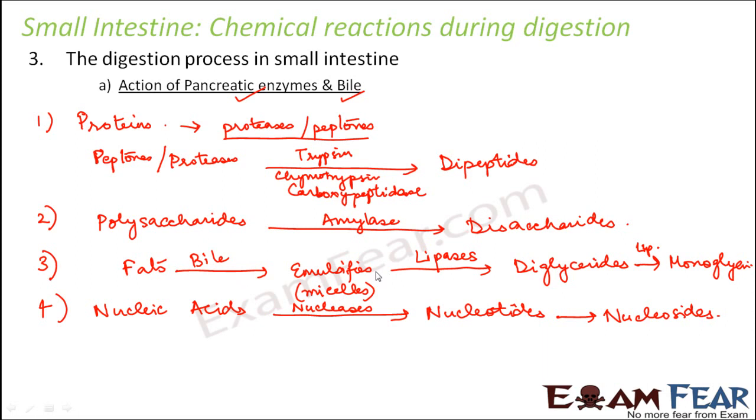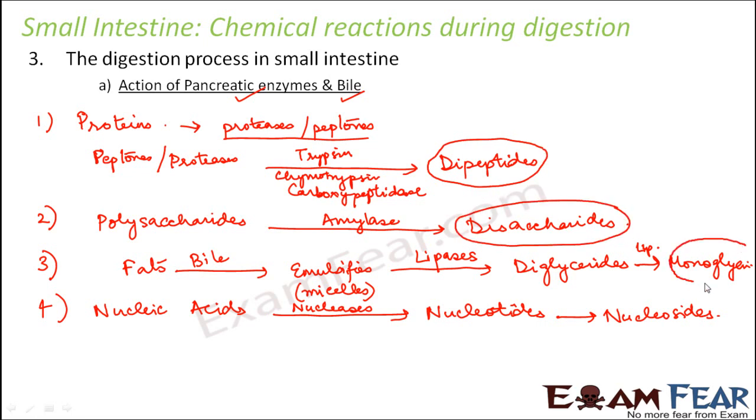In this step, as a result of the pancreatic enzymes, which became active by the action of enterokinase, and also by the action of bile, all the proteins, polysaccharides, fats as well as nucleic acids get converted to a simpler form. However, these are not the simplest form. Right now the action is only by pancreatic enzymes and bile. So you get these as the results.